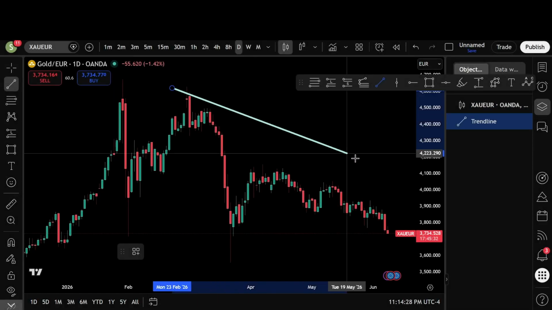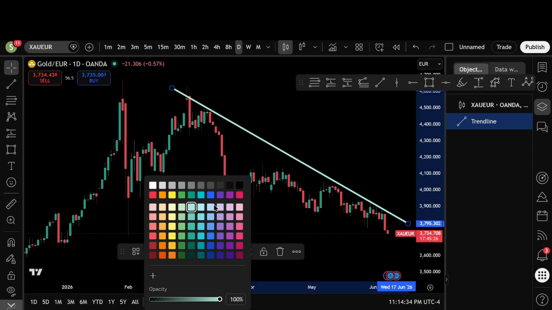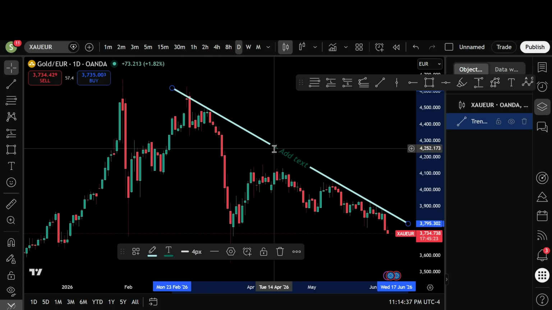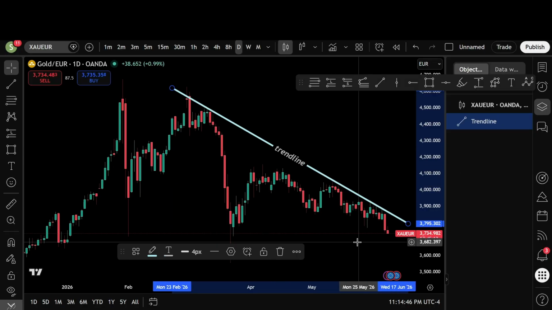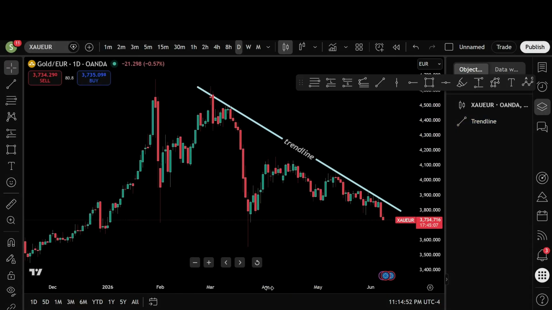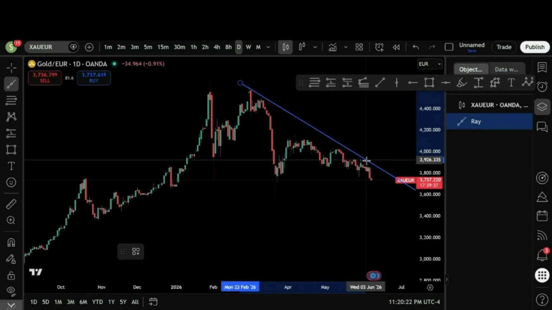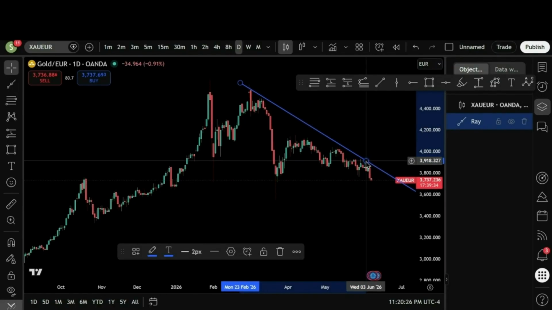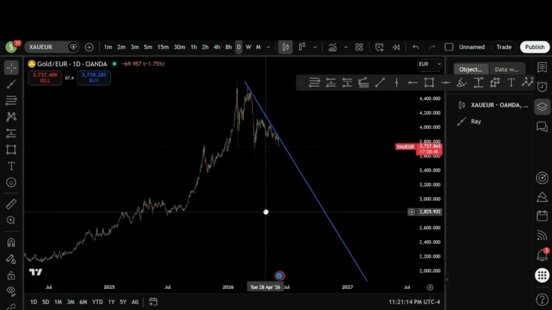Trendline. This tool helps you draw the direction of the market. You can connect the lower points when price is going up, or connect the higher points when price is going down. In simple words, it helps you see whether the market is trending up, trending down, or starting to change direction. Ray, a straight line that starts from one point and extends infinitely in one direction. It is often used to mark a price level or the possible future direction of price.